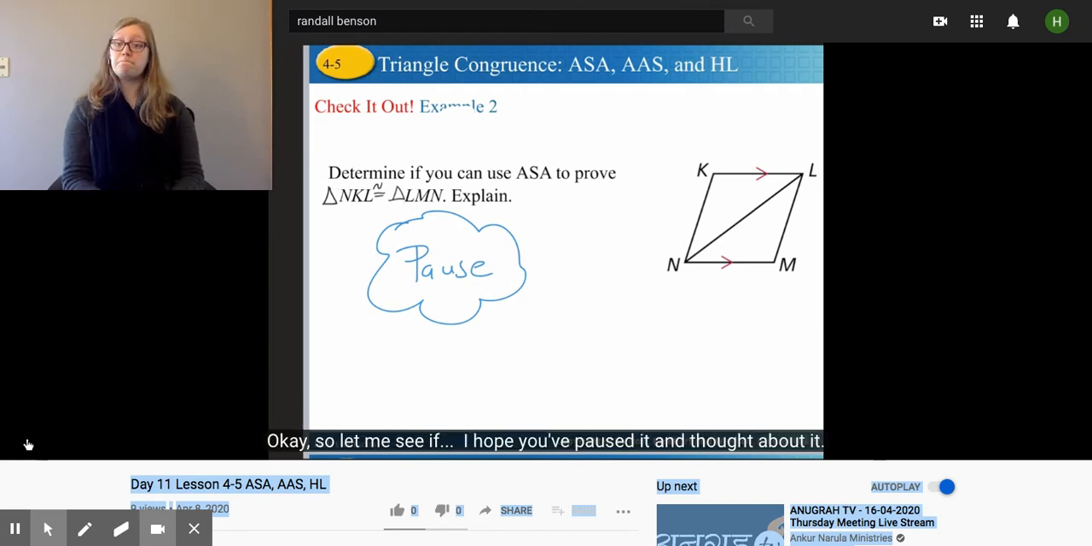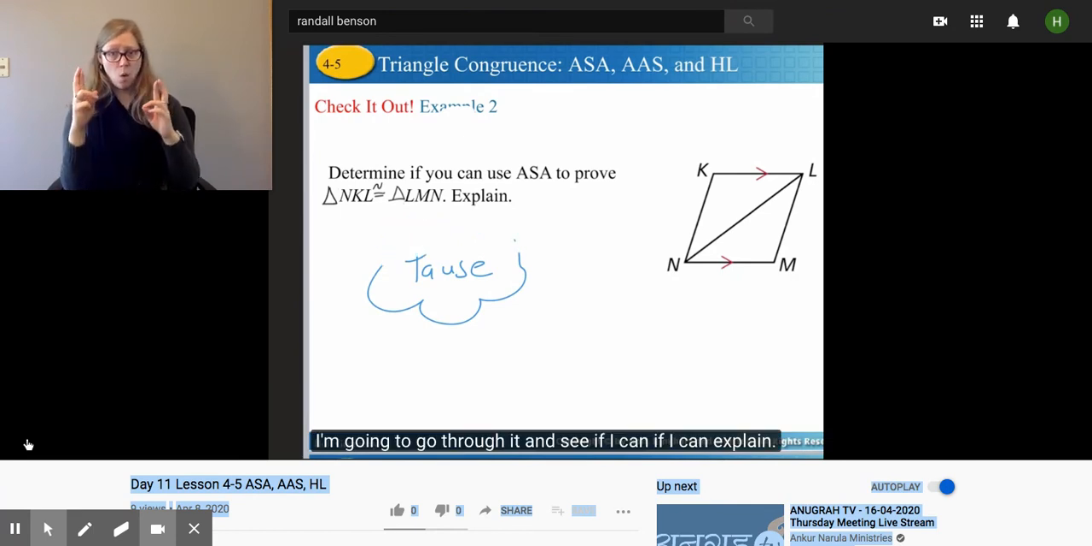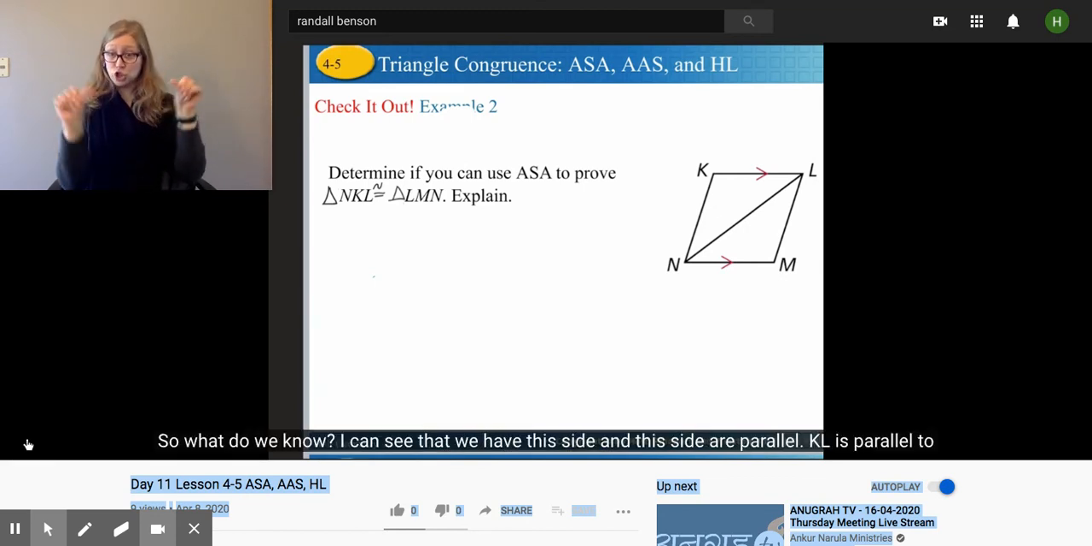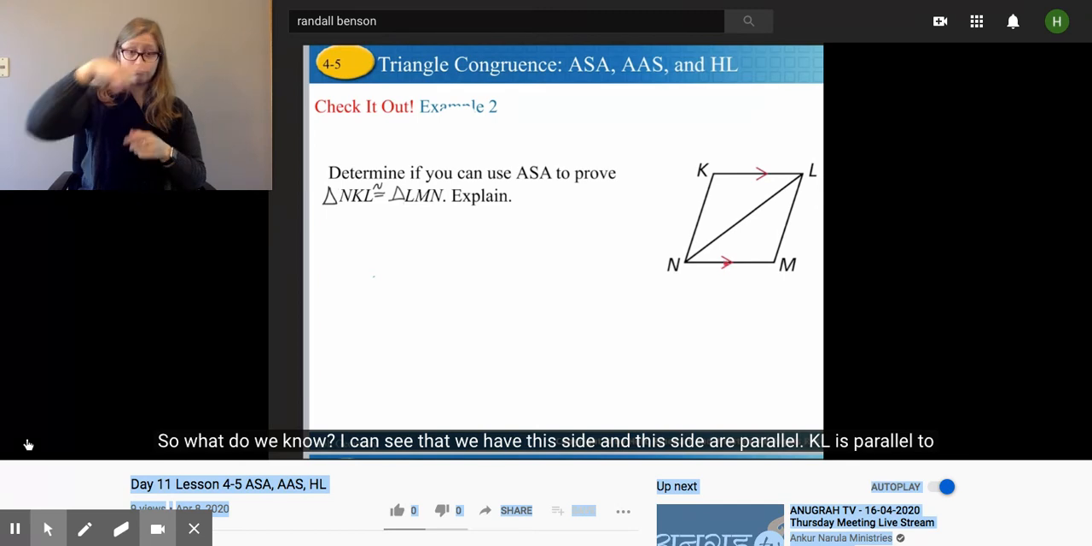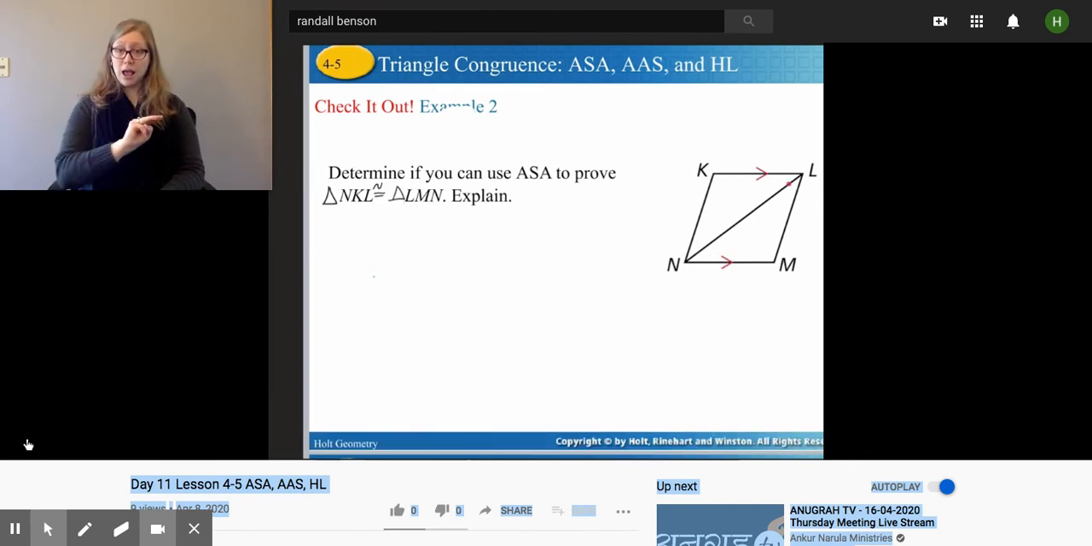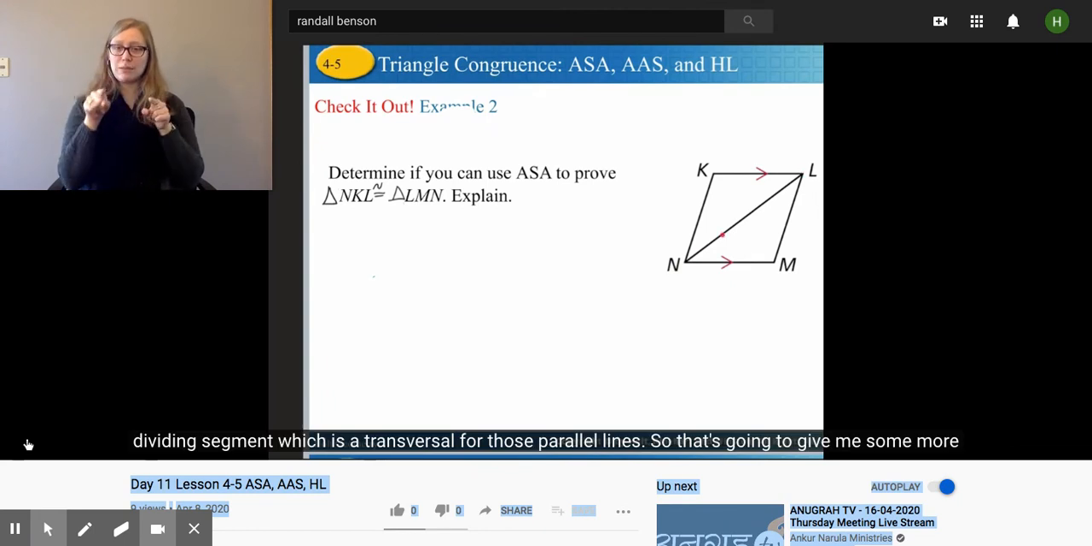Okay, I hope you've paused it and thought about it. I'm going to go through it and see if I can explain. Let's look at the shapes here. So what do we know? I can see that this side and this side are parallel. KL is parallel to NM because of that angle sign there. And then we have this dividing segment, which is a transversal for those parallel lines. So that's going to give me some more information.